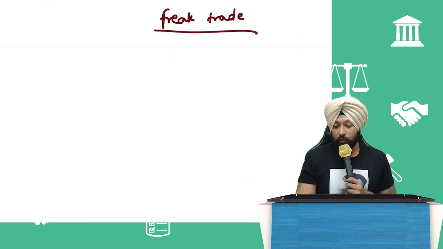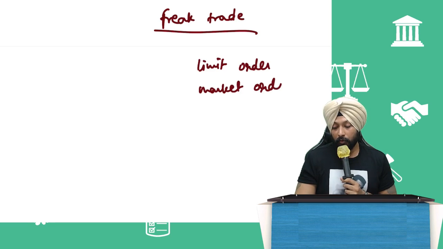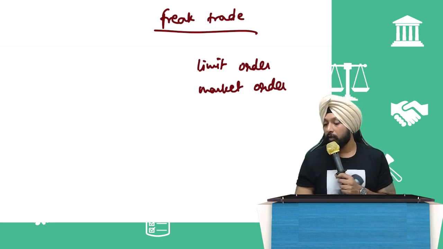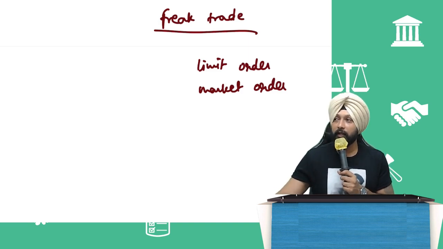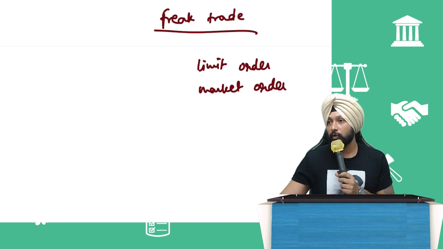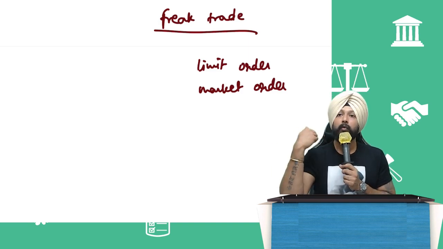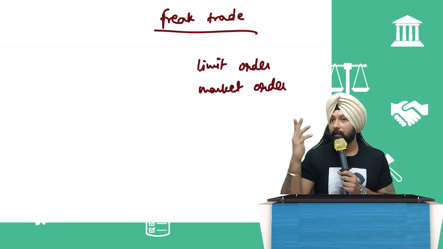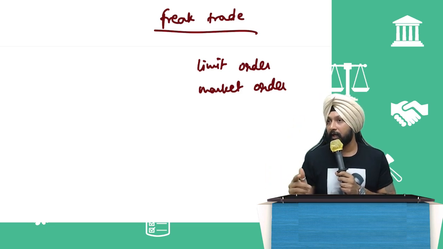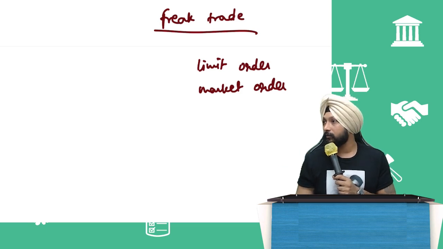Now, when you put orders, there are 2 types of orders you can put. One is called a limit order. One is called a market order. I keep requesting my clients all the time to put limit orders, but some of them will do what they want to do and they will put market orders. Market orders are those where you just say, whatever price the buyer is sitting at in the market, I'll sell. Whatever price the seller is sitting at, I will buy.